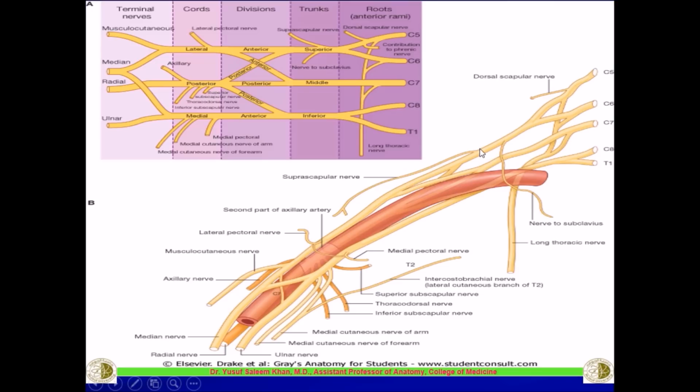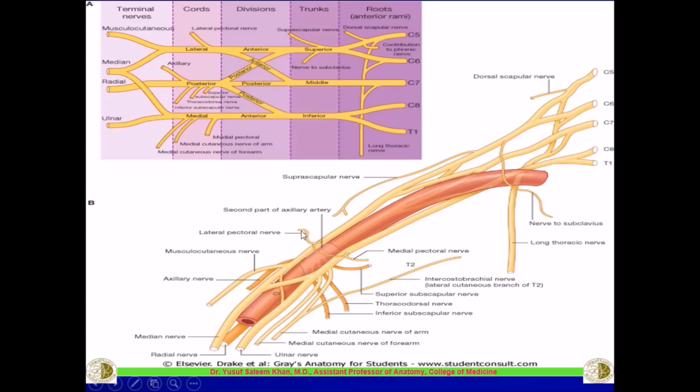The trunks will divide into the anterior and posterior divisions. The posterior divisions of all the three trunks, upper, middle and lower trunk, will join to form the posterior cord here. The anterior divisions of upper and middle trunk will join to form the lateral cord, and the anterior division of the lower trunk will continue as the medial cord.